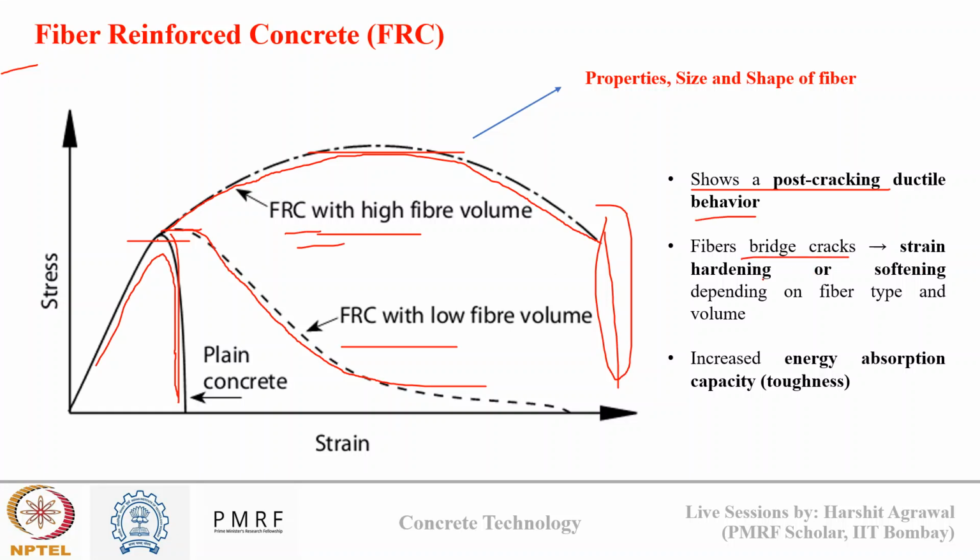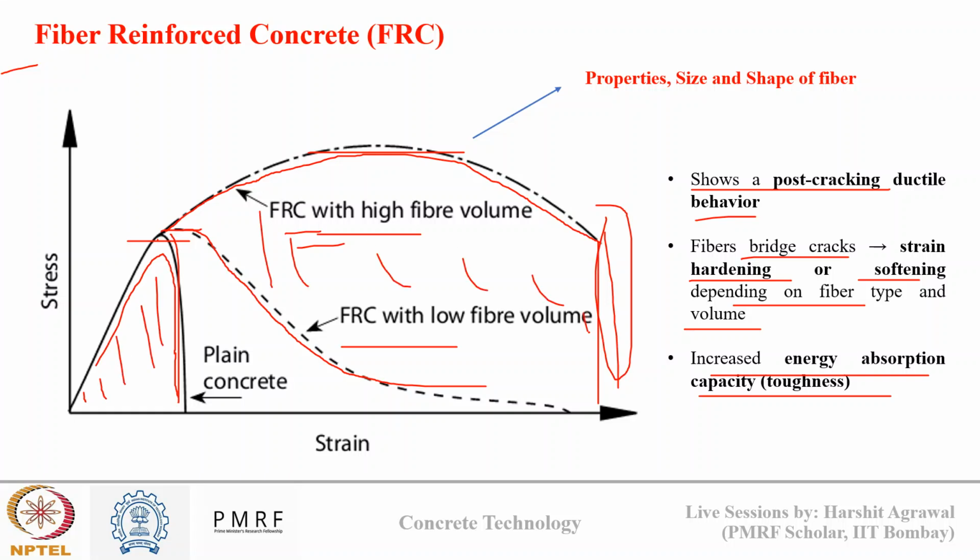It bridges the crack which shows strain hardening or softening depending upon the fiber type and volume, and it increases the energy absorption capacity, which is nothing but the area under the stress strain curve. So this area will be comparatively low compared to the area which is there in the fiber reinforced concrete with high volume.